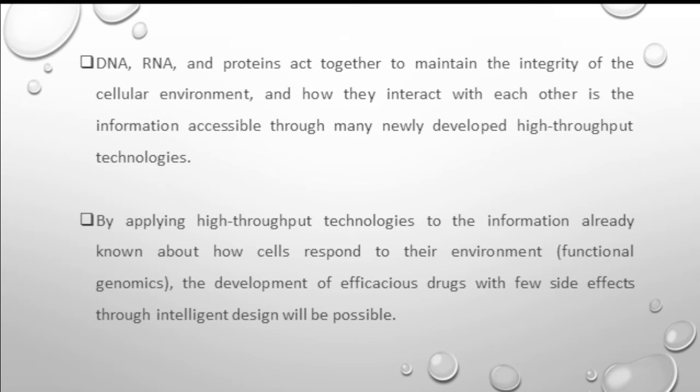DNA, RNA, and proteins act together to maintain the integrity of the cellular environment, and how they interact with each other is information accessible through many newly developed high-throughput technologies. By applying high-throughput technologies to the information already known about how cells respond to the environment, which is a part of functional genomics, the development of efficacious drugs with few side effects through intelligent design will be possible. So this is how the understanding of functional and system genomics, and structural genomics, can help us to design better drugs.